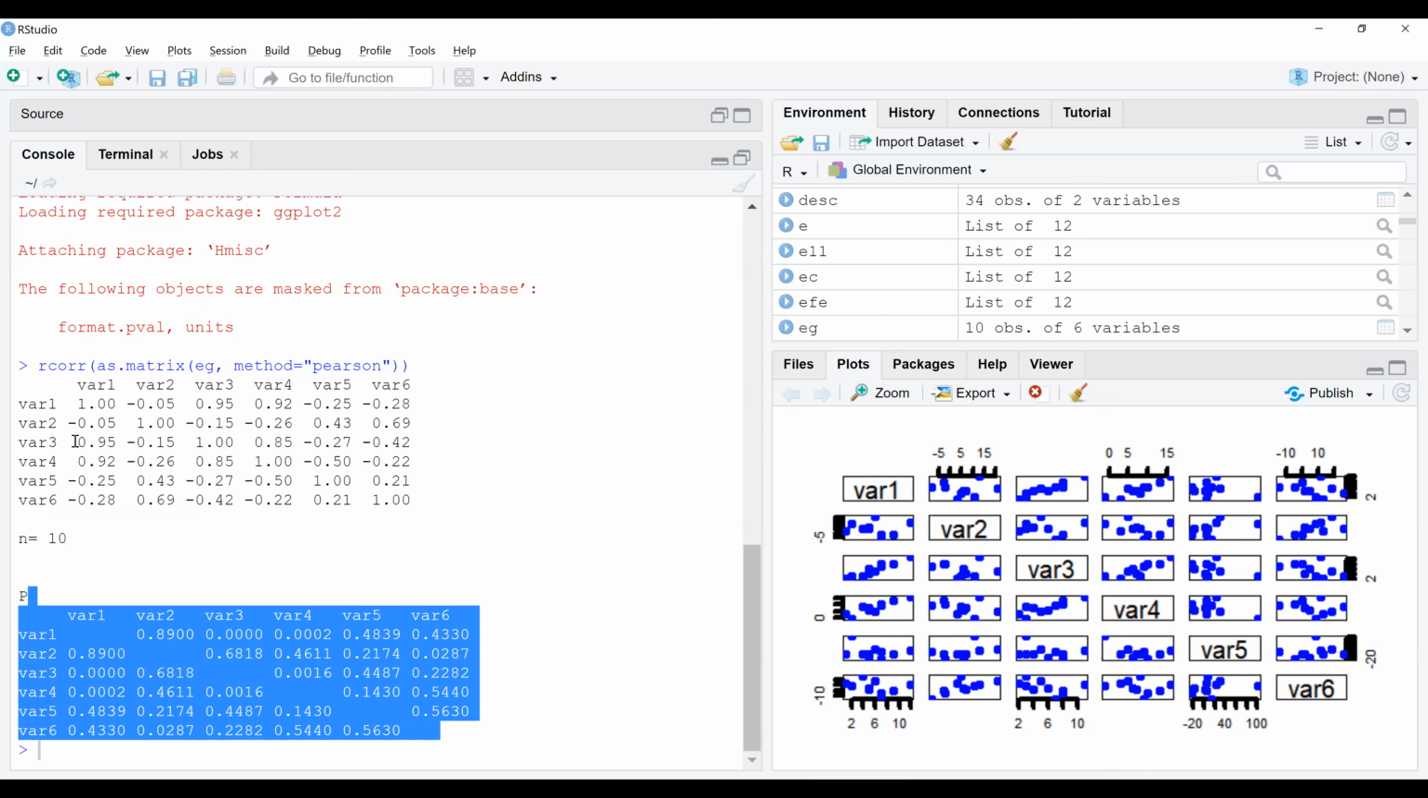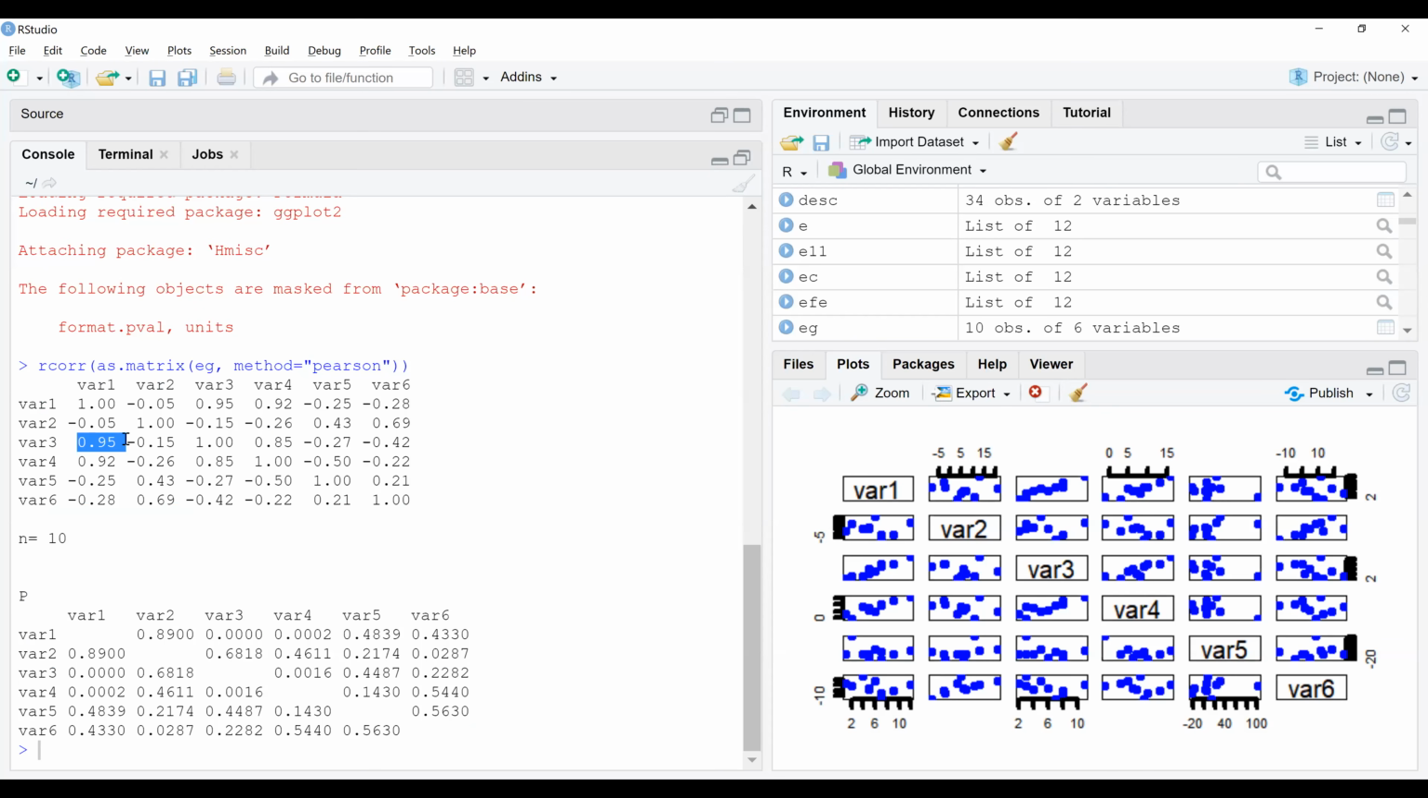So if you look at a particular value like 0.95, which is a coefficient between variable 1 and variable 3, let me connect you here. This is variable 1 and this is variable 3. This is where they meet, and the value is 0.97. Now you look for the same pair, variable 1 and variable 3, in the lower table. See, they also meet here.